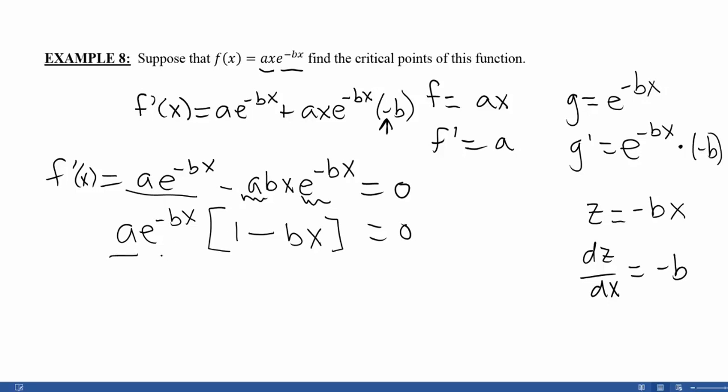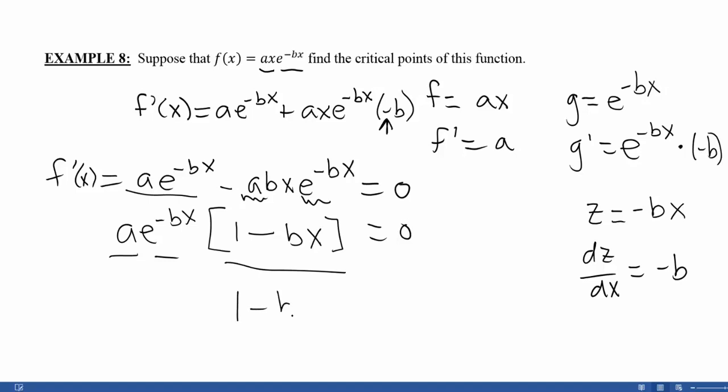Now I have 3 things multiplied together equals 0. Now a is a constant, and when we have constants, they are generally non-zero constants. So my a is not going to equal 0. E to the negative bx: hopefully you remember from algebra what exponential functions look like, but e to the negative bx will never equal 0. There's nothing that you can plug into that function that will make it equal 0. Therefore, the only time I can get a 0 is from that last parenthesis here, 1 minus bx.